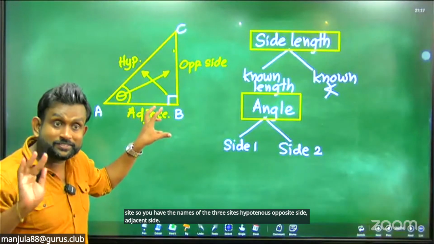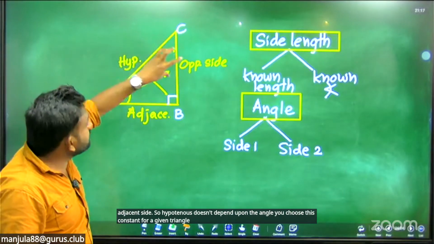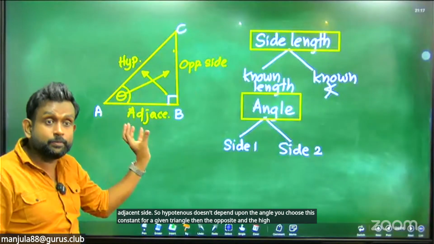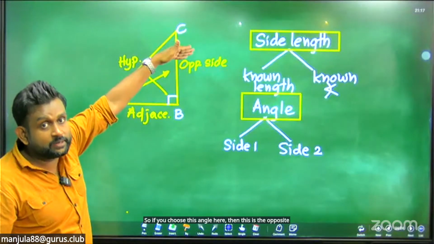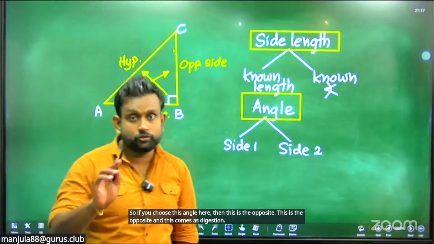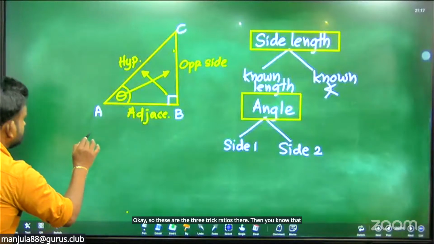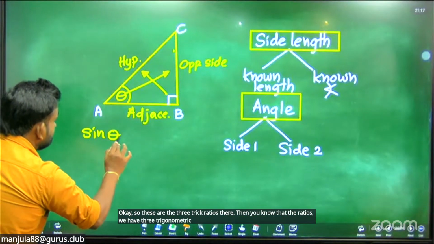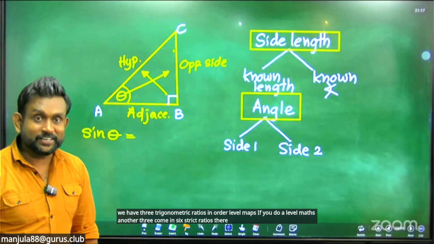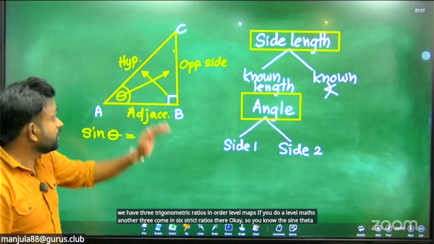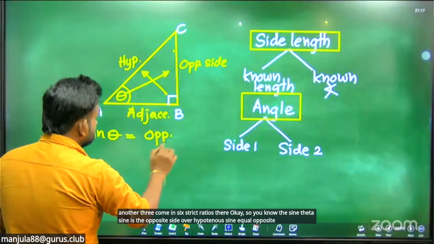The hypotenuse doesn't depend upon the angle you choose. It is constant for a given triangle. The opposite and the adjacent do depend on it. If you choose this angle here, then this is the opposite and this comes as the adjacent. So these are the three trig ratios. We have three trigonometric ratios in ordinary level maths. If you do A level maths, another three come in, six trig ratios there. So you know sine theta: sine is the opposite side over the hypotenuse. Sine equals opposite over hypotenuse.